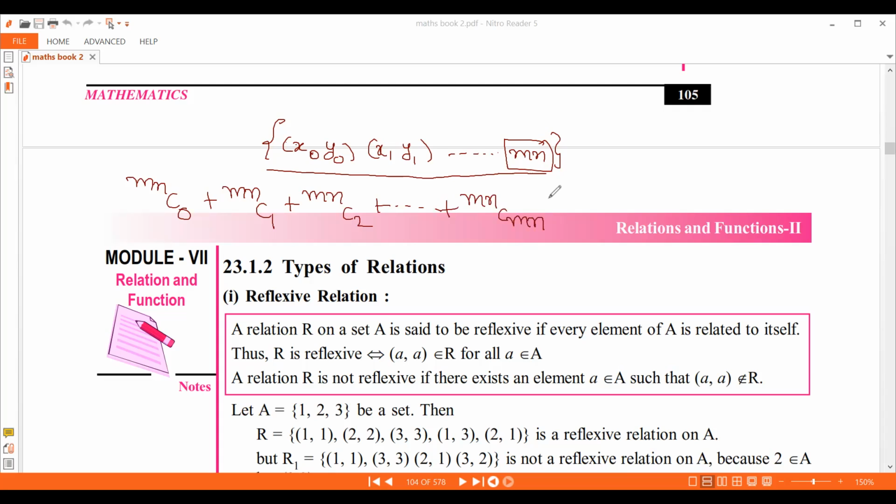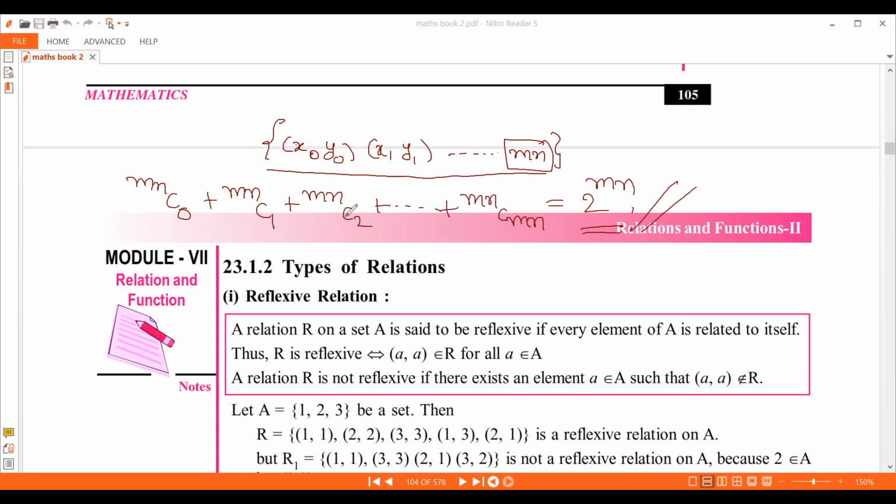The sum of the binomial coefficients is nothing but 2 power mn. This we have solved in the binomial theorem, so we get 2 power mn. This is how one can generate the answer. This is a very basic fundamental idea.